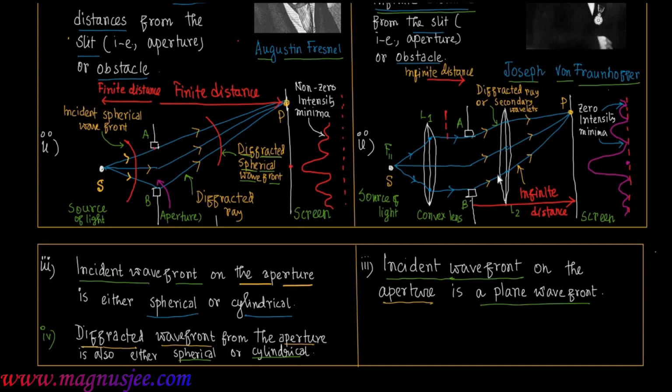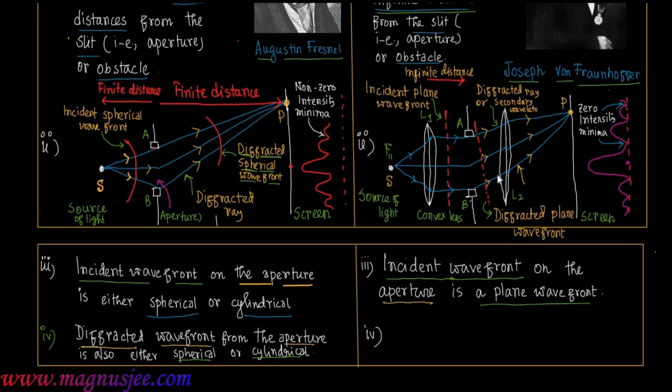Now we can show the incident plane wavefront with respect to the parallel rays coming from the convex lens L1. This is the incident plane wavefront which will be incident on the aperture AB. Similarly, these are the diffracted rays from the sharp corners of the aperture AB, and we can consider again a diffracted plane wavefront with respect to the parallel diffracted rays from the aperture AB. This is the diffracted plane wavefront.